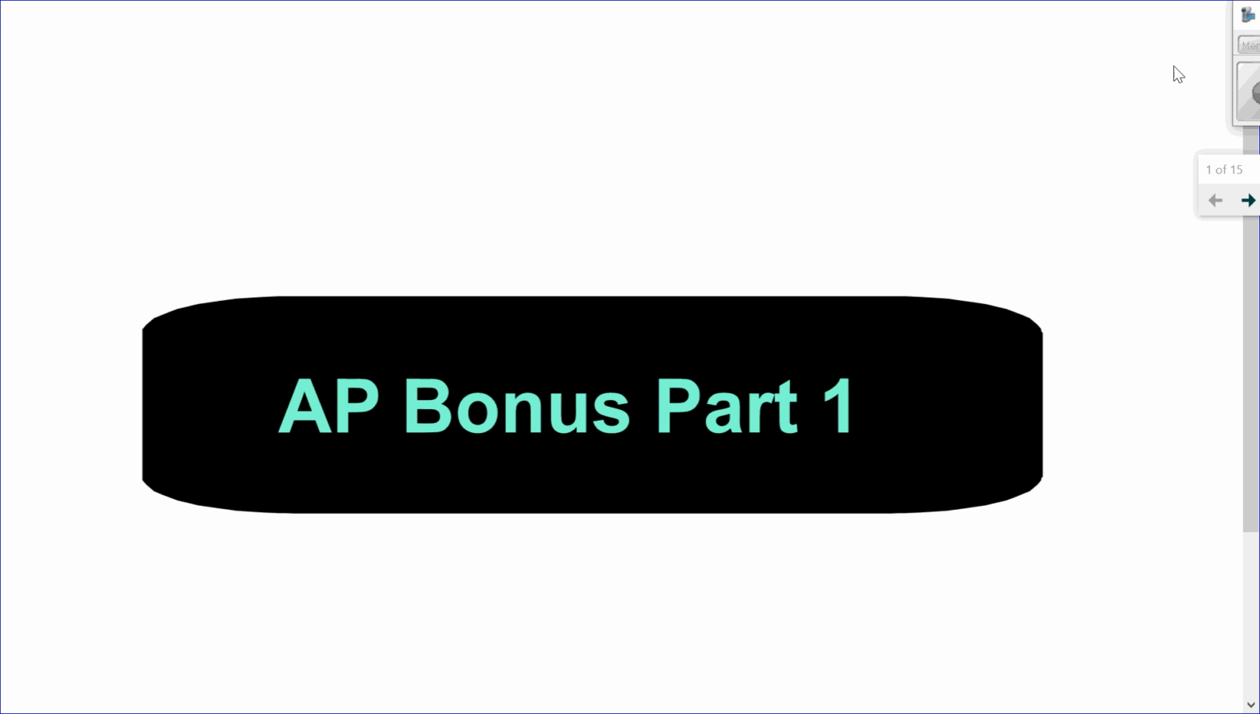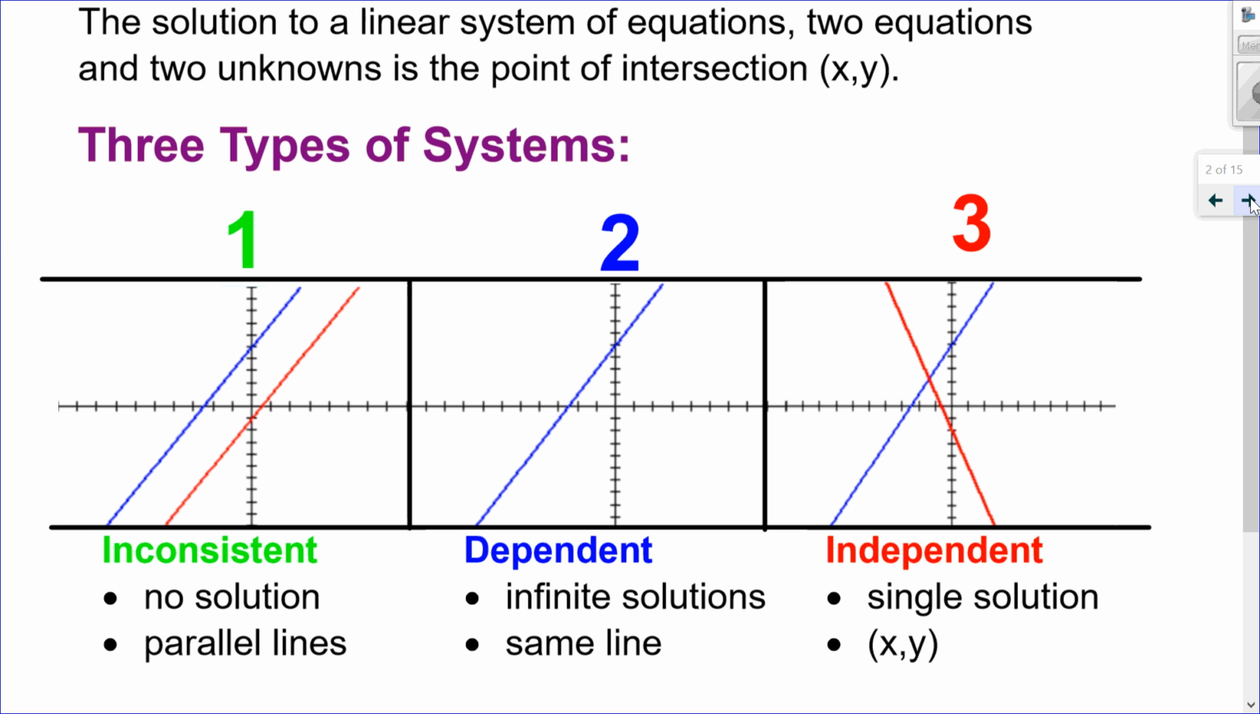Hello, Matthews Gatos here. In this video, I'm going to cover AP Bonus Part 1, which is the linear algebra part. So in 10C, we already did solving systems of linear equations.